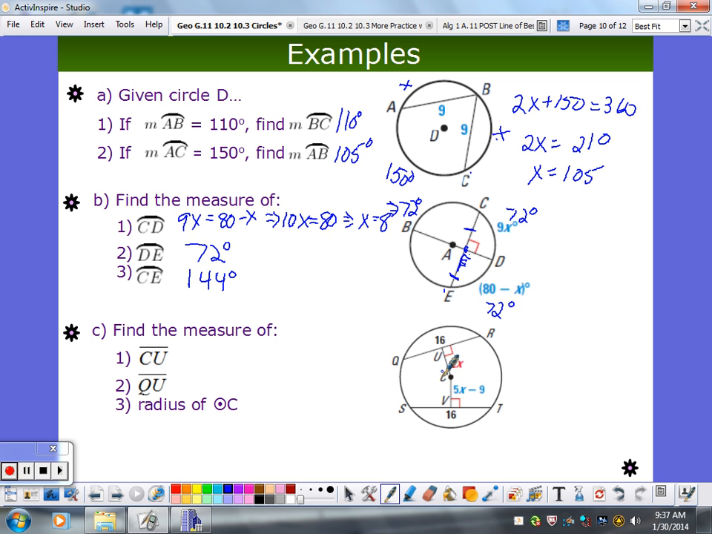Find the measure of CU. So again, let's see what we got here. Got a distance here. This one's 16 and this one's 16. Since these arcs are congruent, what can I conclude? Those must be congruent because of the congruent arcs. They must have the same distance. So that means that those two pieces are equal. So I set them equal. Looks like 3x equals 9. So x equals 3. Now what's it asking for? CU. 2 times 3 is 6. So that one's 6.